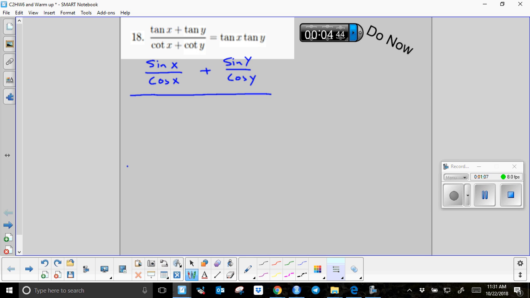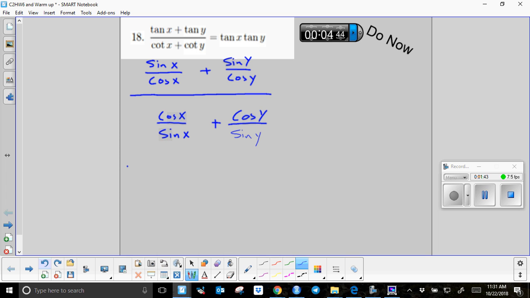Can you do the same thing for the bottom? Yes, we'll replace cotangent with cosine x over sine x plus cosine y over sine y. Sine of y. Thank you. See, I was just testing you. No, I did make a mistake. See how I need you?